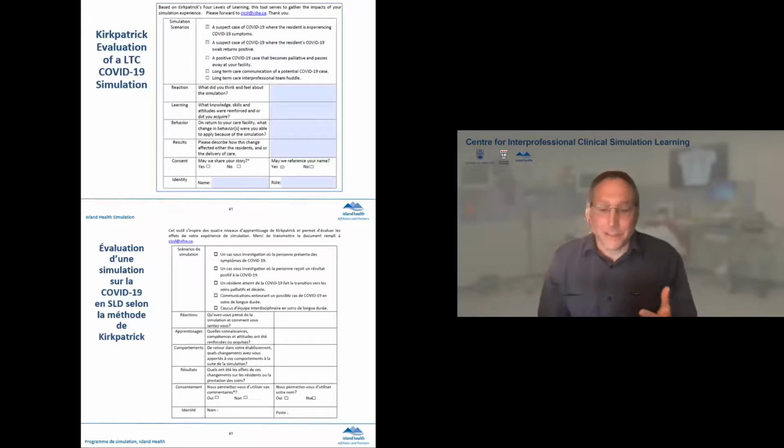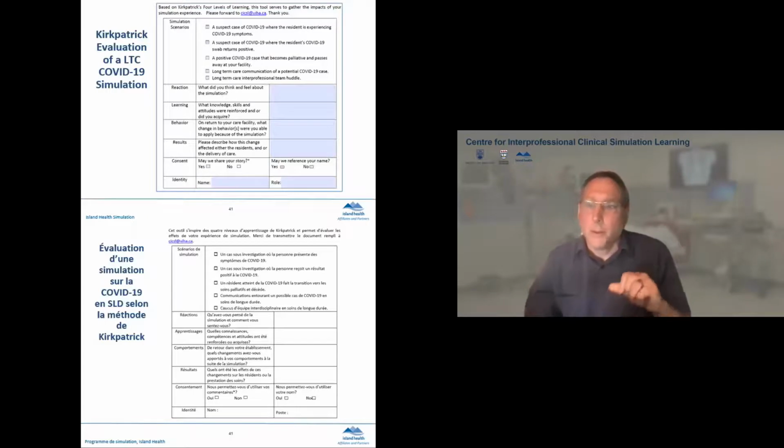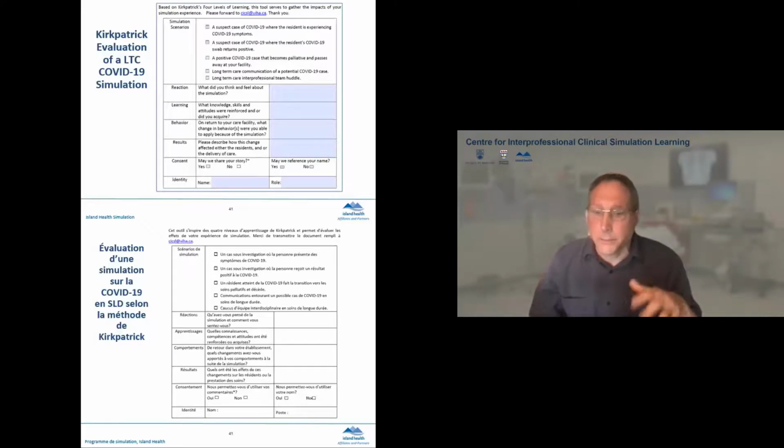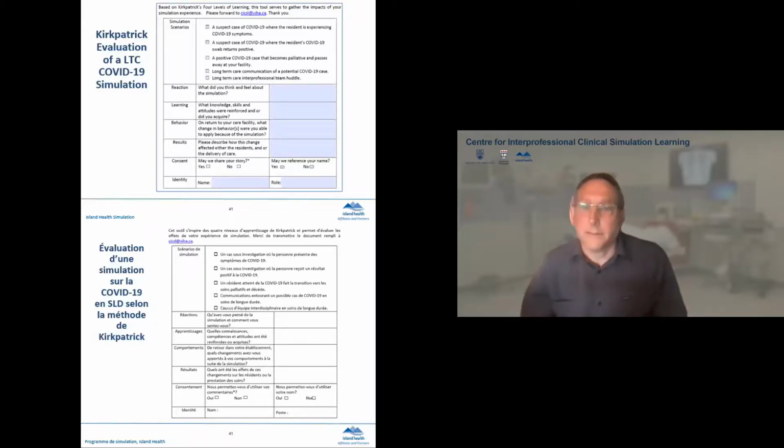So the last resource that we'd like to share is what we call a Kirkpatrick evaluation. And this is also being translated. This is a resource that's crafted to try to collect the future impact of a simulation. So the idea is that at some future time, participants would identify which simulation they attended, take note of their reactions to it, and identify what knowledge, skills, and attitudes they may have acquired, and then share the changes in behavior that may have occurred and how in turn those behaviors impacted the residents and/or the delivery of care.